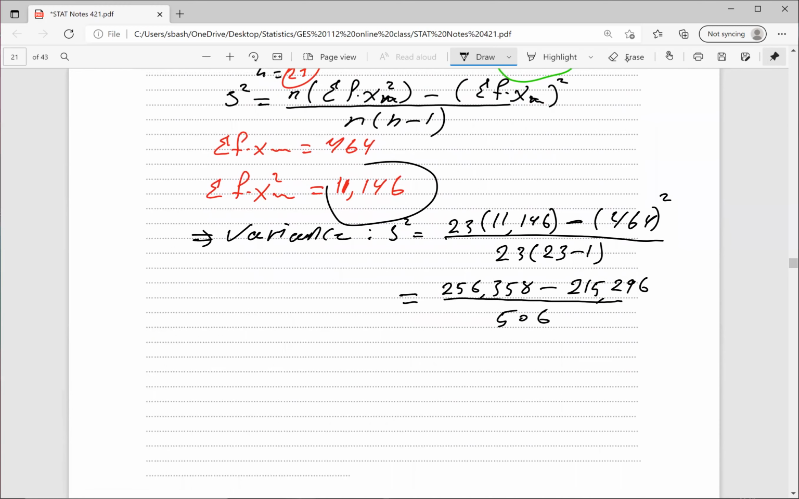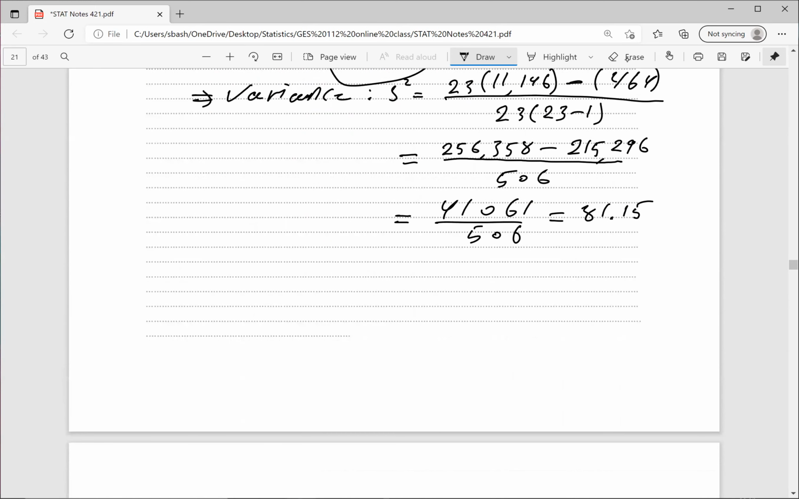That is 506, and this is equal to 256,358 minus 215,296, equal to 41,062 divided by 506, which is equal to 81.15. So the variance equals 81.15.